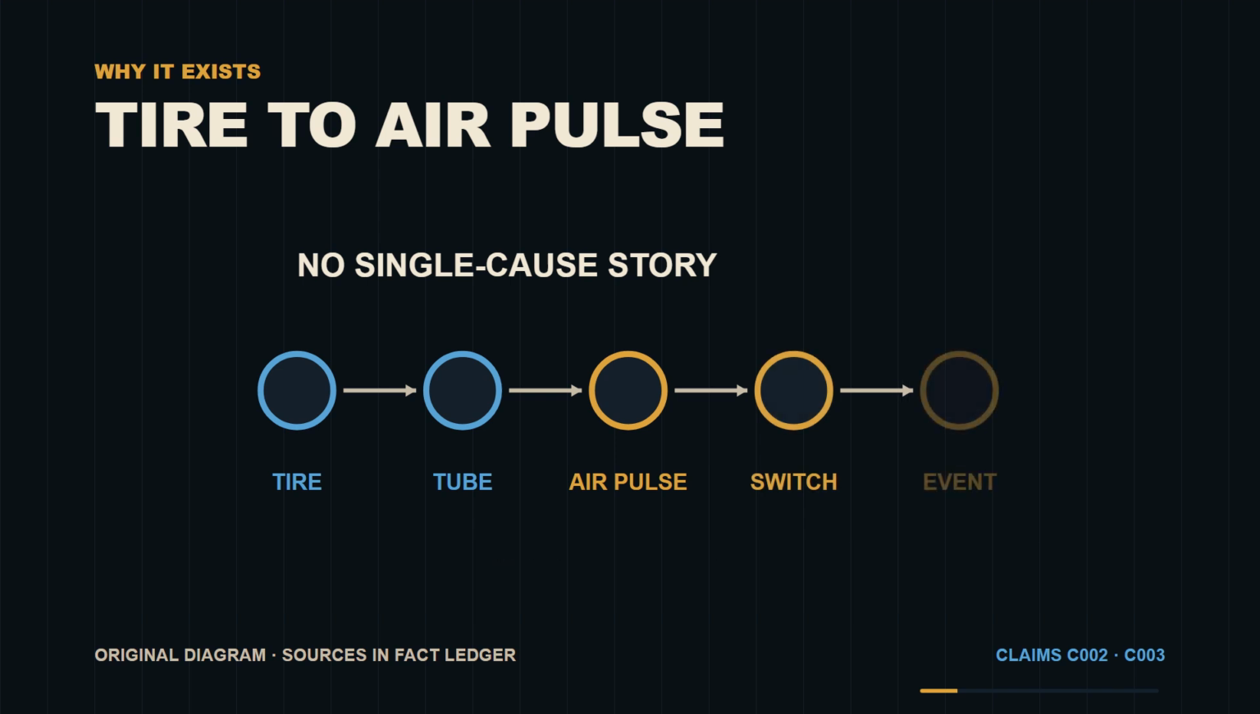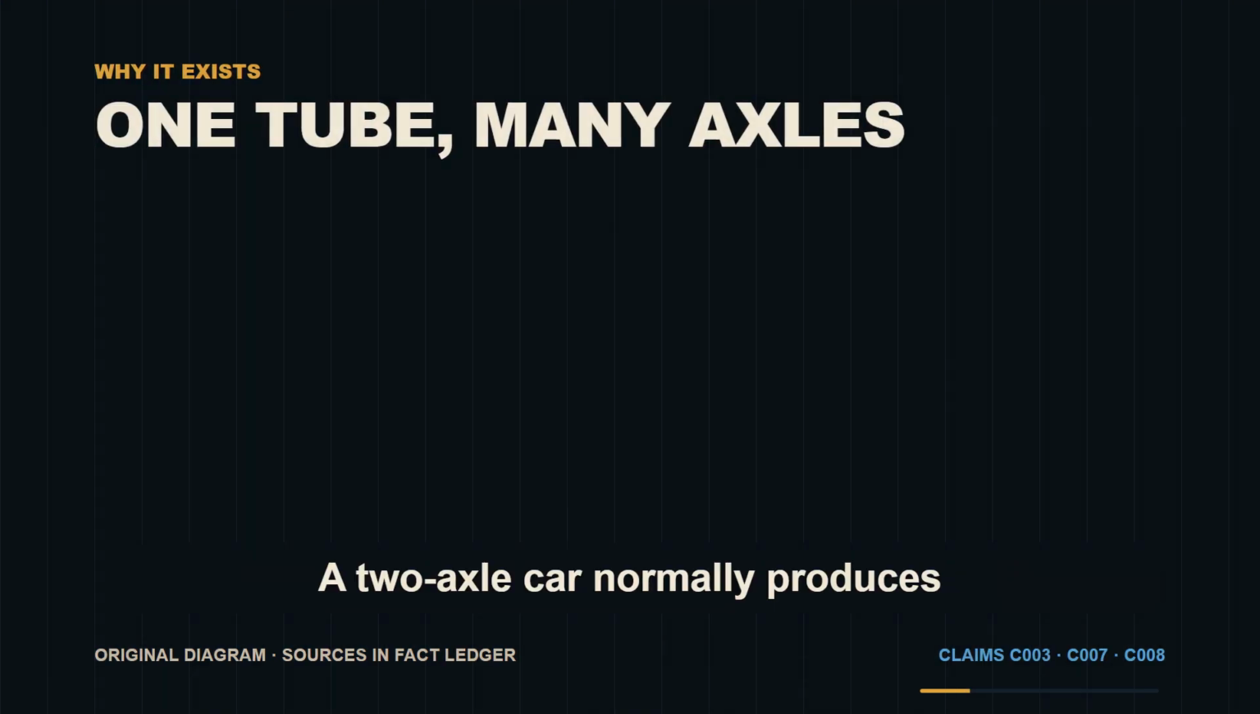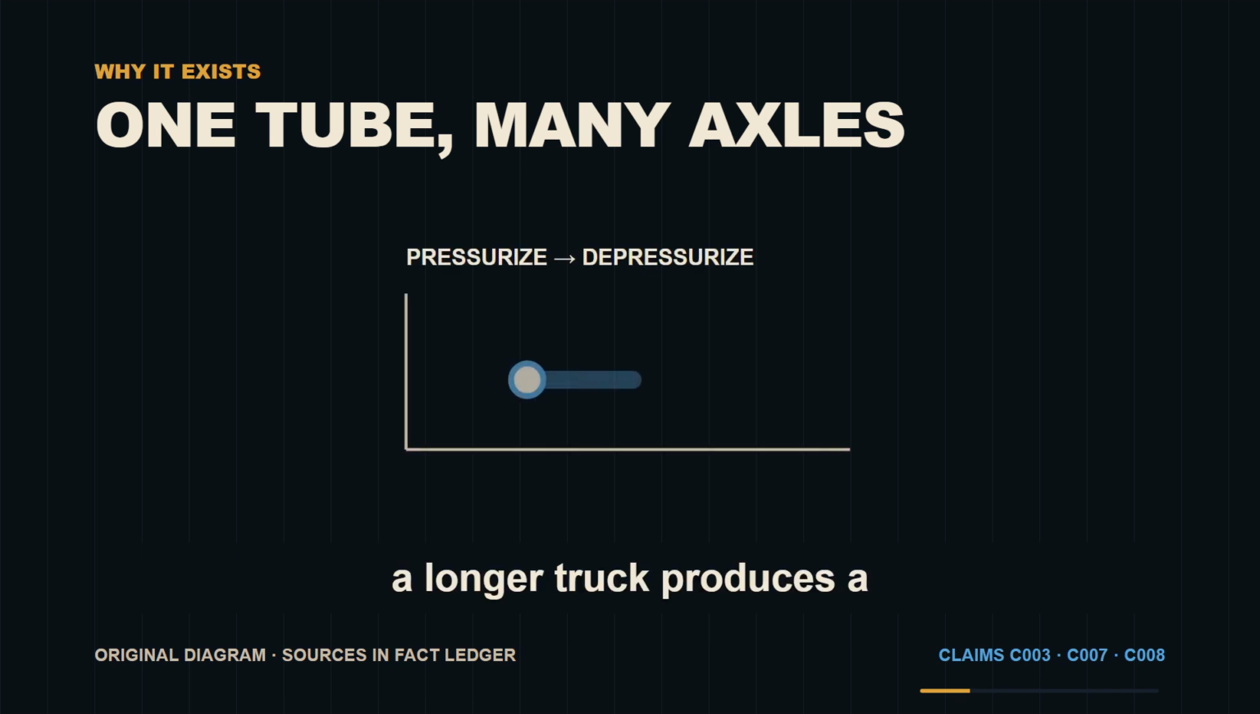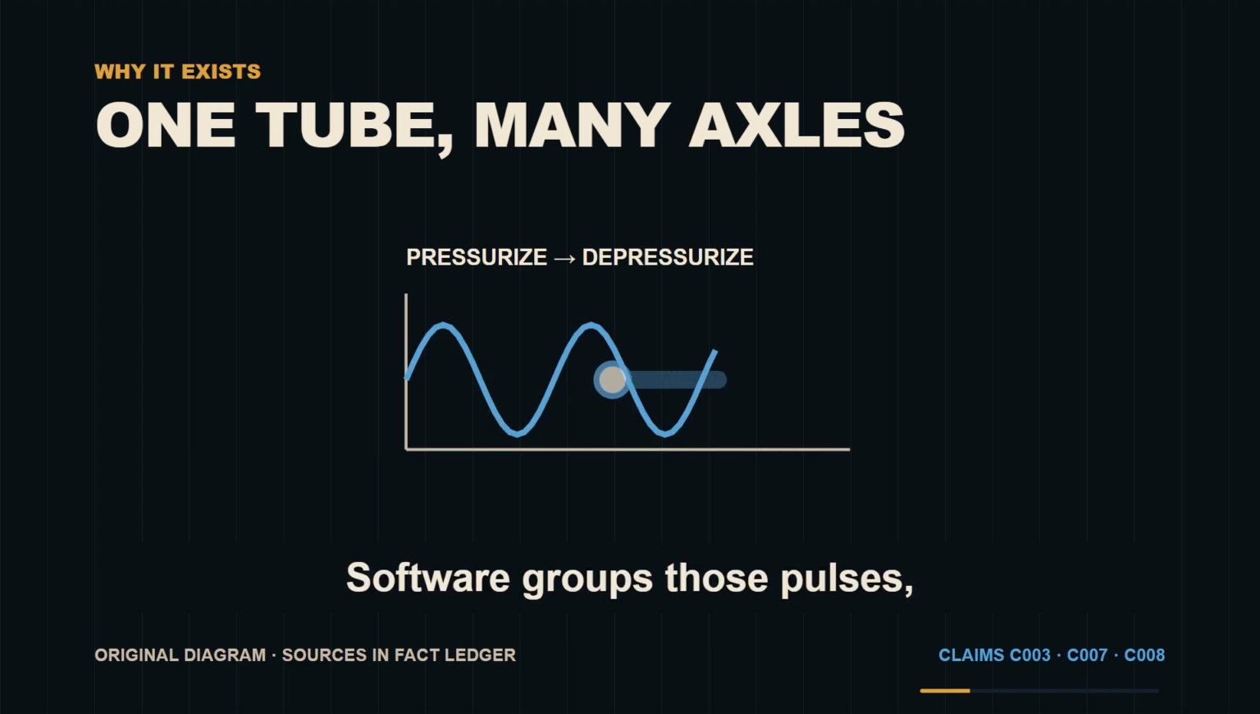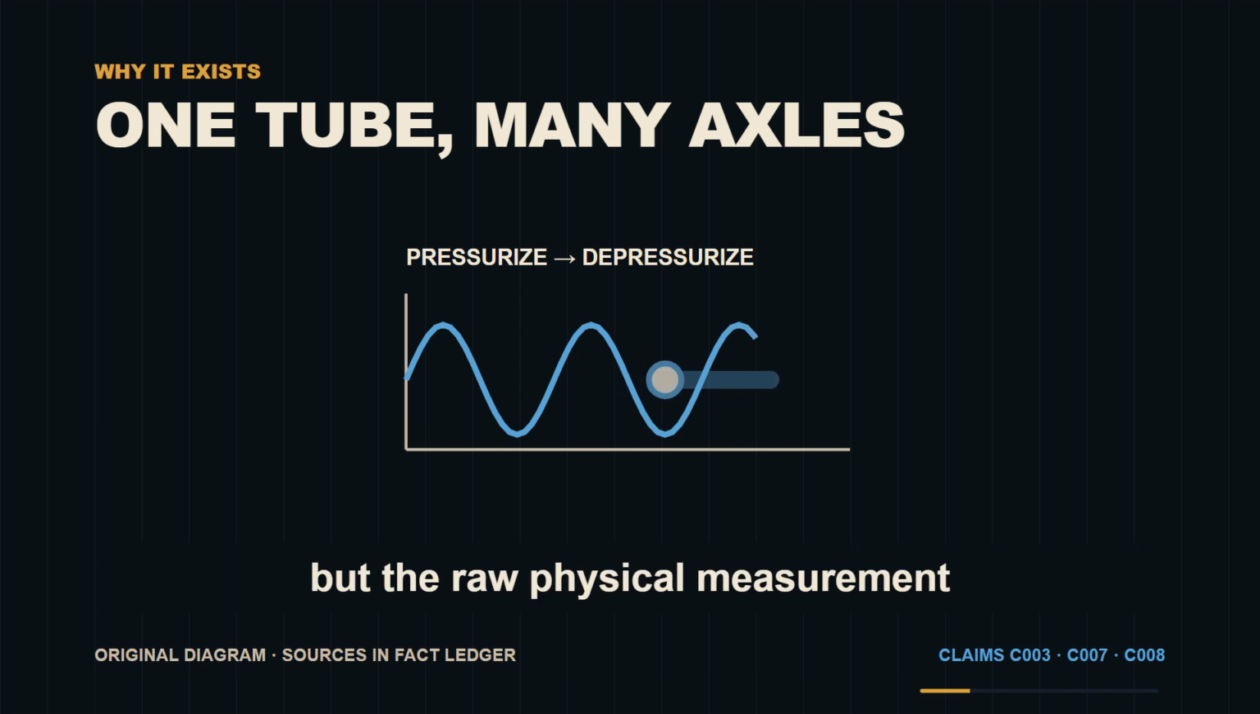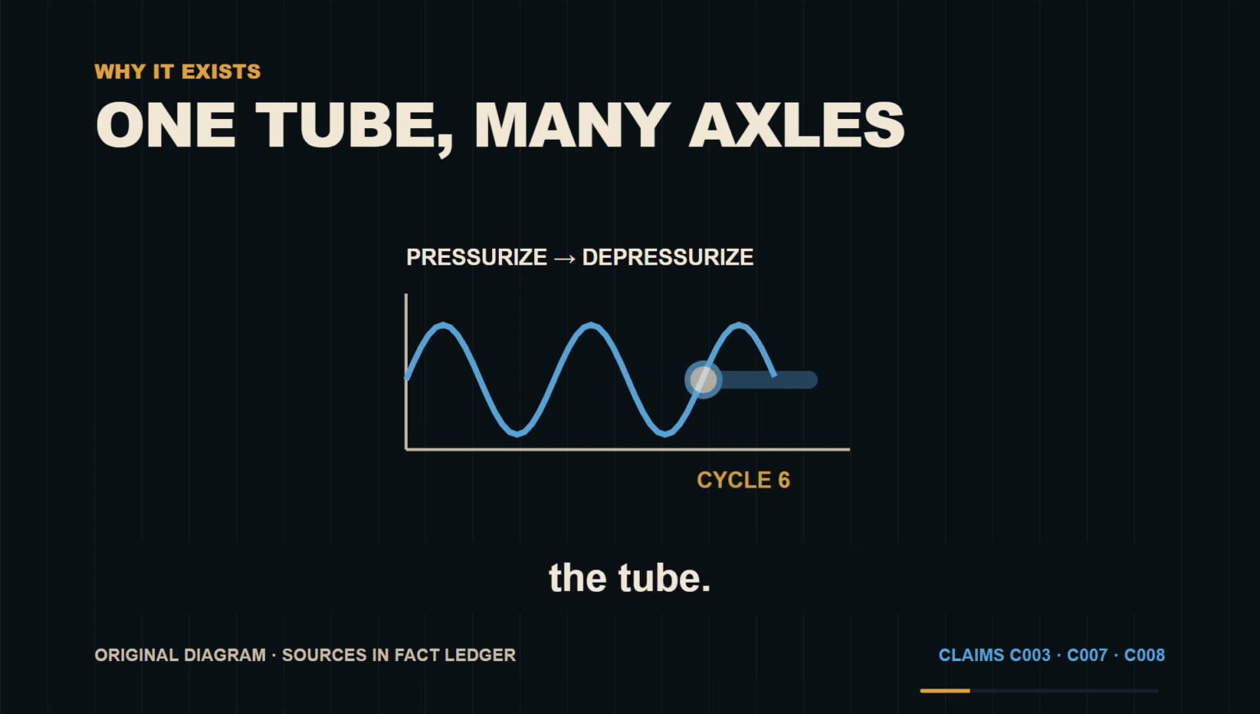With one tube, the counter sees a timeline of impacts rather than a neat list of cars. A two-axle car normally produces two closely spaced events. A longer truck produces a more complicated pattern. Software groups those pulses, but the raw physical measurement is still each axle crossing the tube.